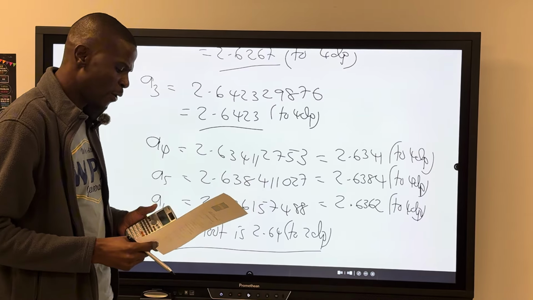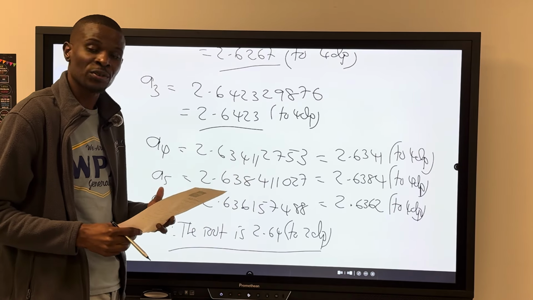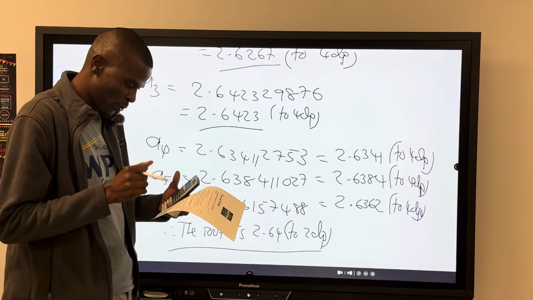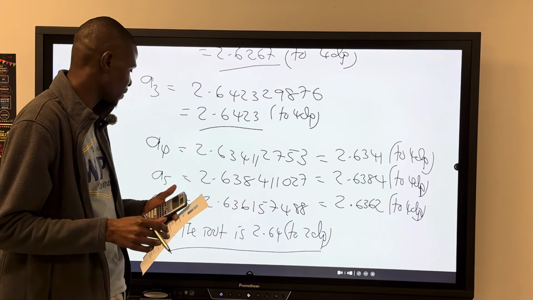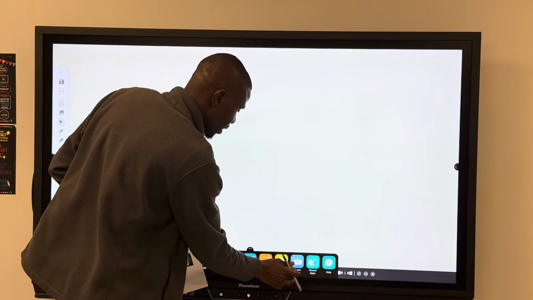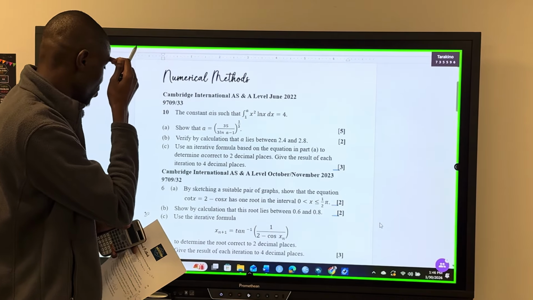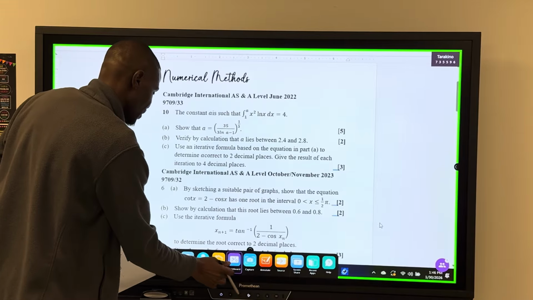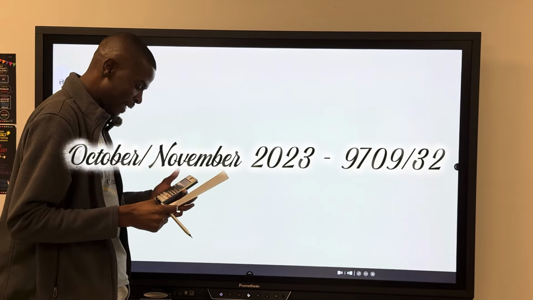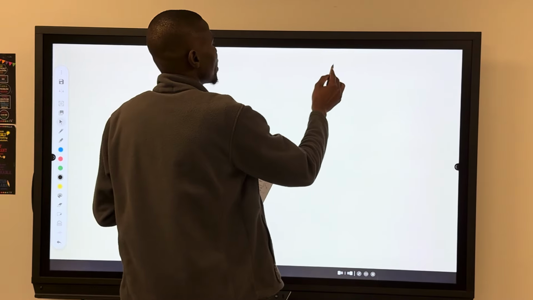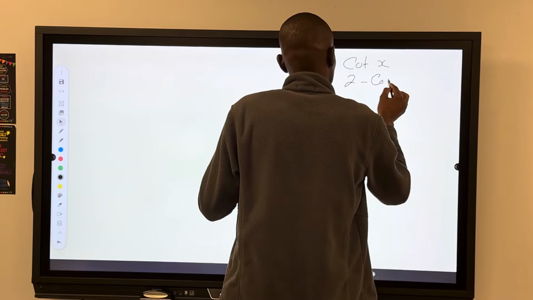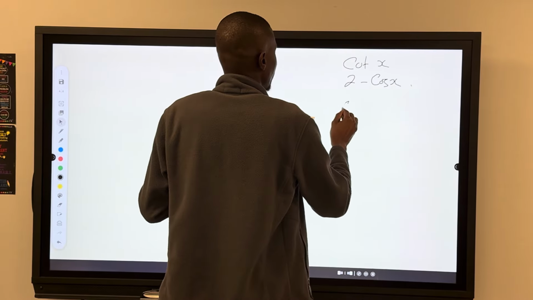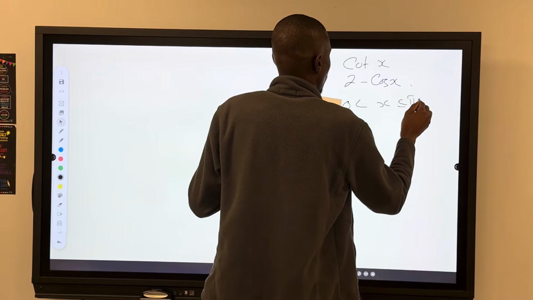970933 question. Now we are moving on to October, November 2023, and we want to do the 970932 question, which was number 6. If we come back to the question, it was this question where we need to make some sketch graphs. The question says, by sketching a suitable pair of graphs, we want to sketch the graph for cot x, cotangent x, and 2 minus cos x, and show that within this range, 0 less than x less than or equal to pi over 2.